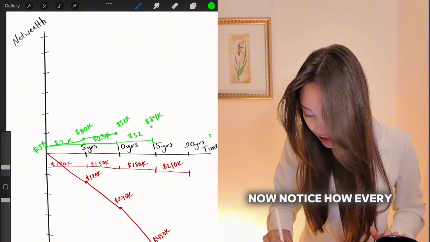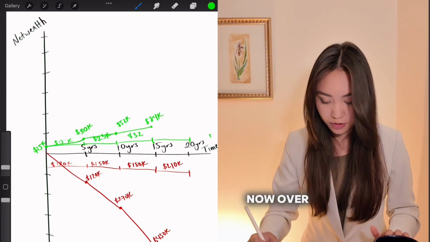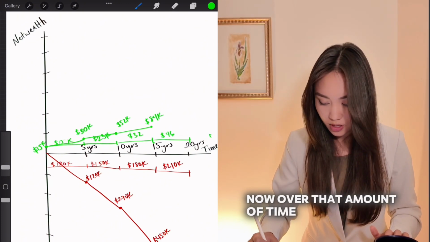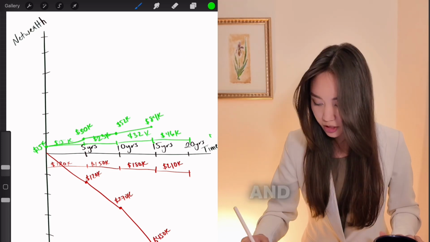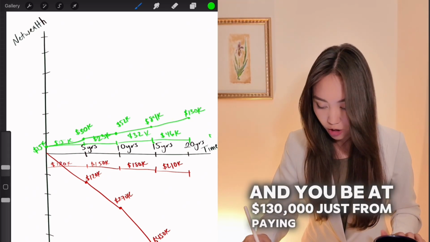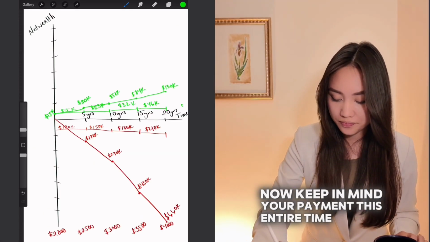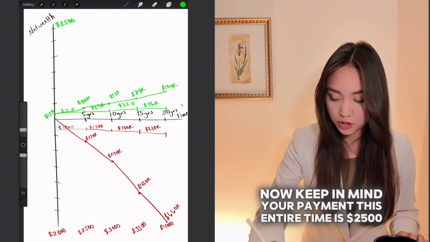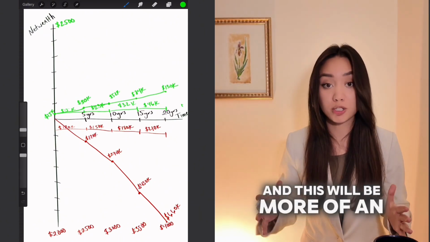Now notice how every year the amount that goes towards your equity increases. Now, over that amount of time, about $46,000. So let's add that to the $84,000, and you'd be at $130,000 just from paying off your loan. Now, keep in mind, your payment this entire time is $2,500. Now, we're going to calculate how much you would have saved, and this will be more of an opportunity cost.